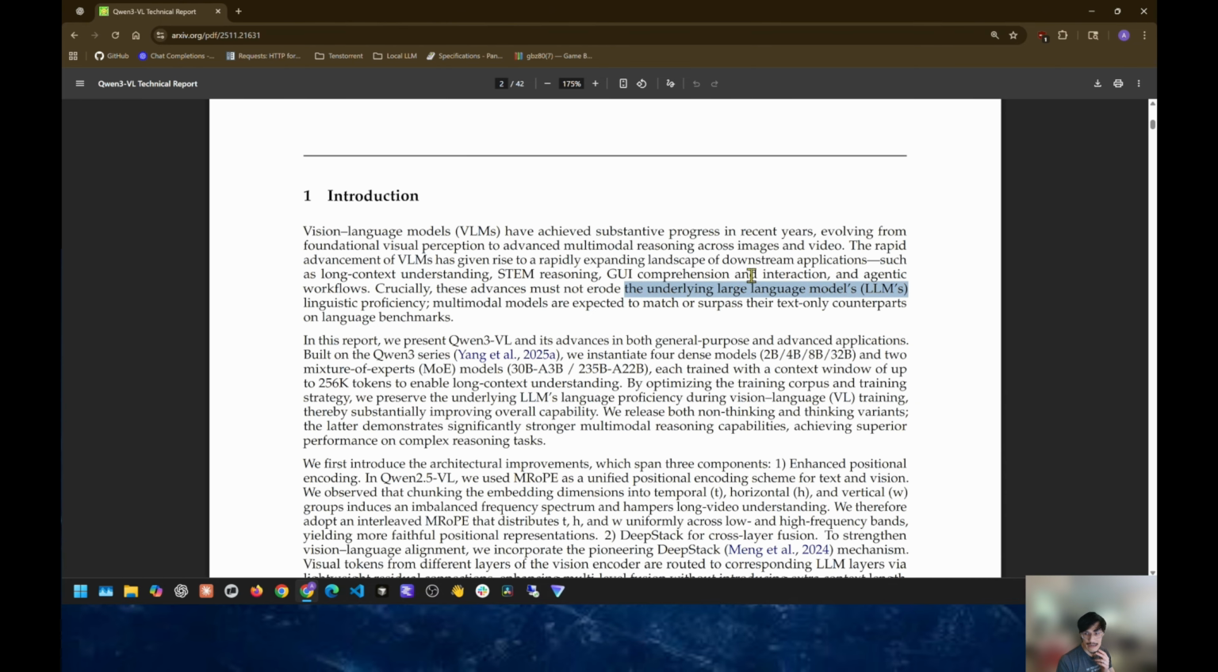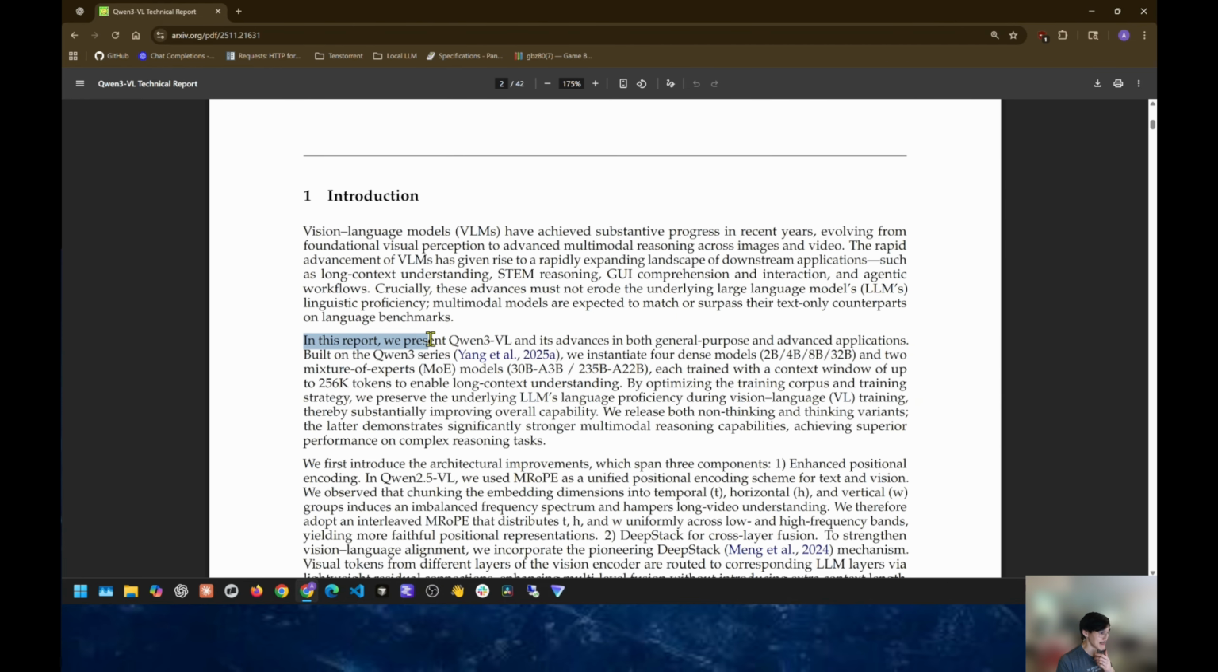So let's say you're creating, I don't know, Llama 3.1 vision, just for example, right? And you're using Llama 3.1 as the text part and then some other vision encoder in conjunction with it. You cannot regress the base capability of Llama 3.1. Otherwise, it's not a good model, obviously.